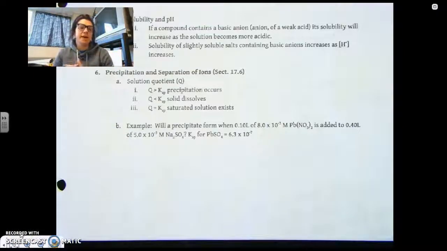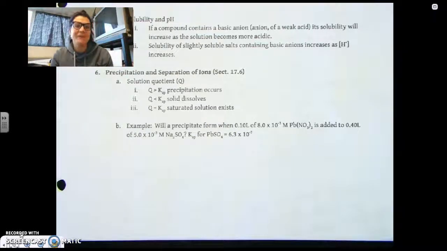Okay, this is the last video for chapter 17, and it is on the precipitation and separation of ions. If you remember in honors chemistry, this was easy because I just gave you that solubility chart for a double replacement reaction, and basically you would look for if anything besides an S showed up on the chart, and if that happened, then that means a precipitate formed.